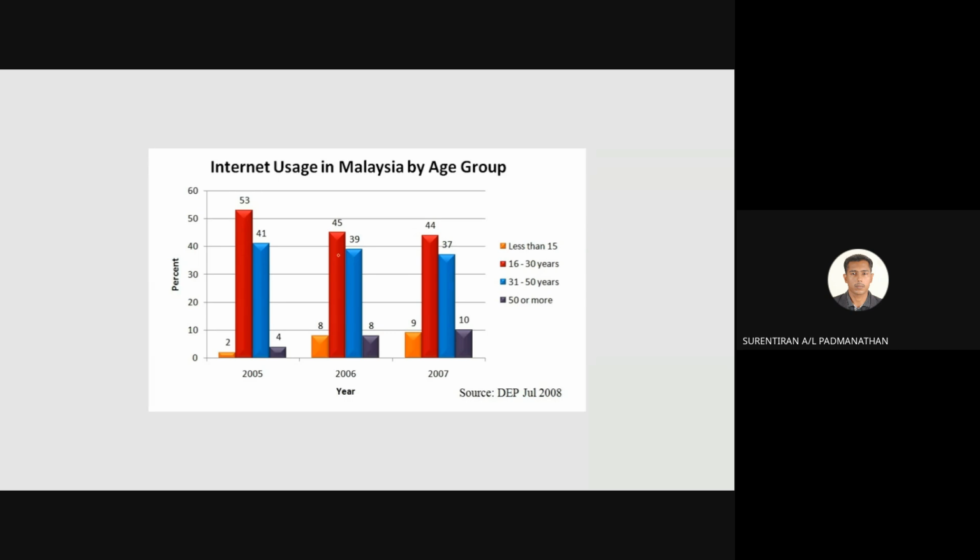This is also another type of bar graph: internet usage in Malaysia by age group. You can see here different ages. We have less than 15, 16 to 30 years, 31 to 50 years, and also more than 50 years. So we have different categories. Also for each year, you can see the percentage of internet usage according to the age group.